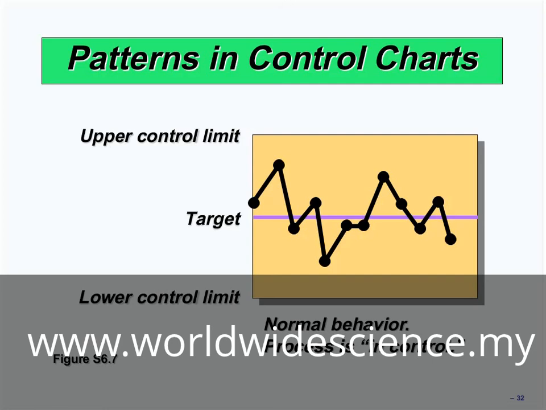For example, one of the students has asked, if 40% of the dots are near to target, what shall we call it? It means that when only 45% of dots are near to target, and the rest of them are near to upper control limit or lower control limit, it is not under control.